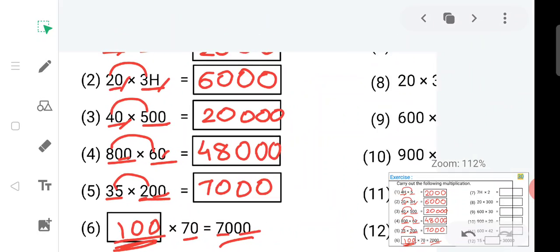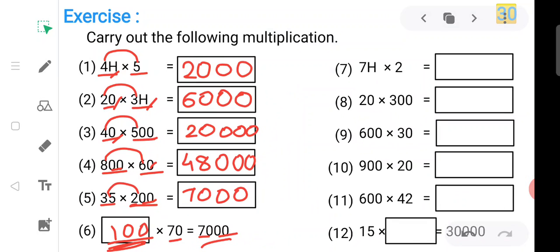See here. Here we completed 6 questions. The remaining 6 you have to solve by yourself. This is your homework.